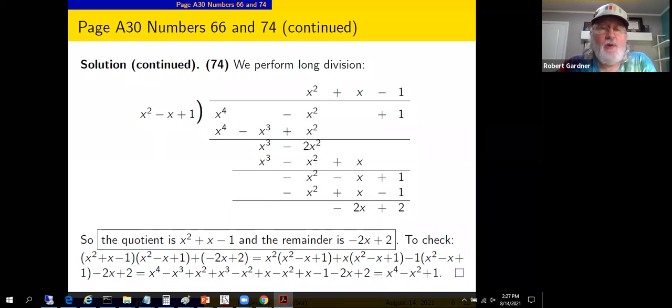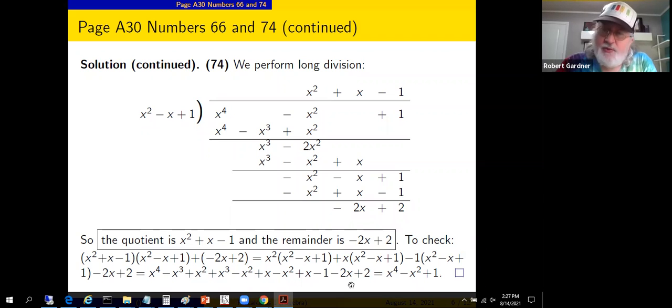Now distribute. Again. Okay. X squared times each of these. Add exponents. We learned that in the previous section. This will produce an x to the 4th, a negative x cubed, and a plus x squared. X to the 4th minus x cubed plus x squared. Next distribution. This will produce an x cubed minus x squared plus x. X cubed minus x squared plus x. Distribute the negative 1. That'll give us negative x squared plus x minus 1. Negative x squared plus x minus 1. And here's the remainder part.